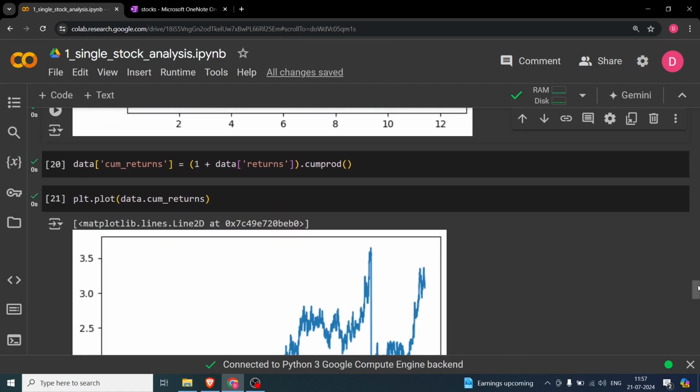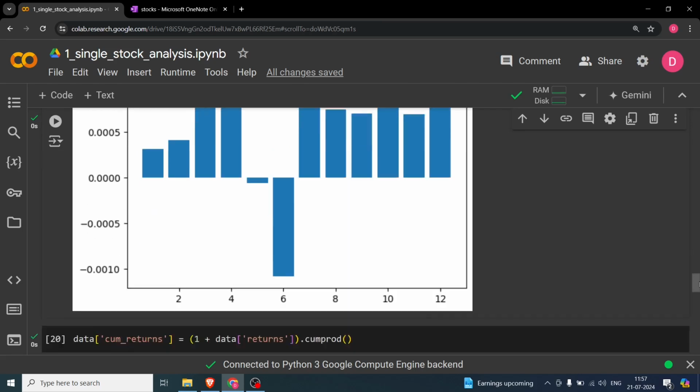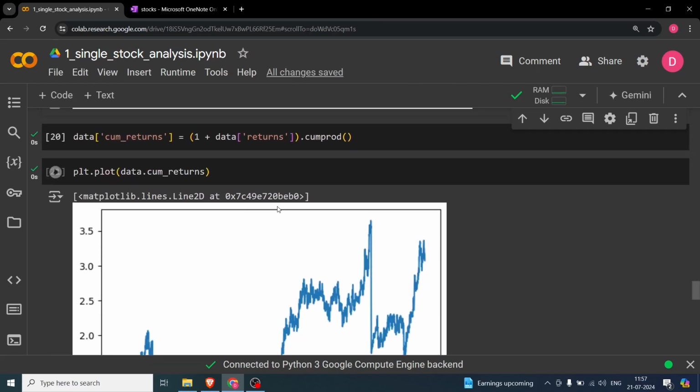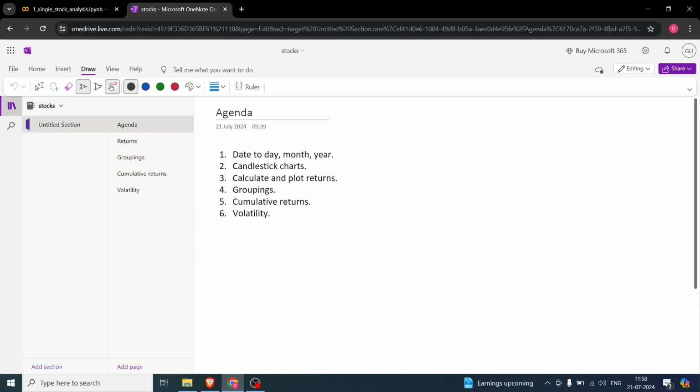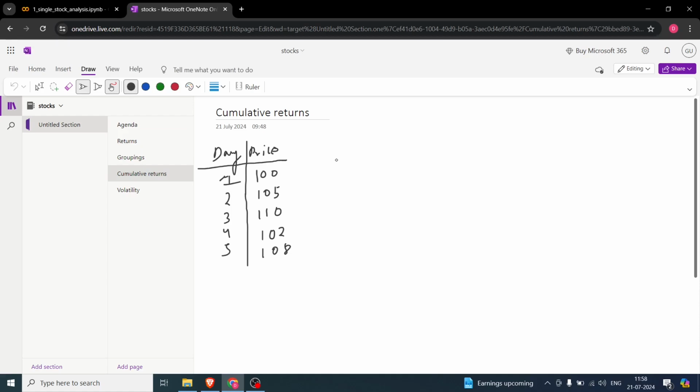Okay, so this was your understanding with regard to returns. Now let's go back to what we had on the agenda. We had cumulative returns. Now this is an interesting one. What is cumulative return? In the returns, I had said the formula was basically simple: the return on a particular day is the price on that day divided by the price on the previous day, minus 1. That was your formula.